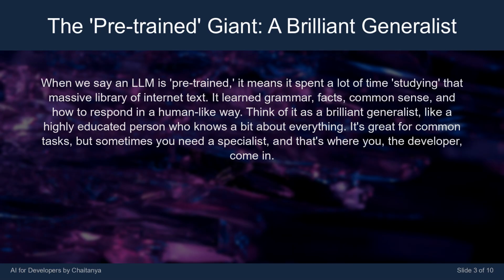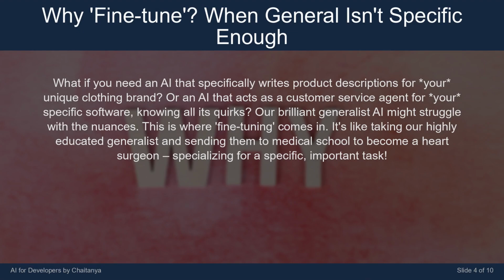And that's where you, the developer, come in. What if you need an AI that specifically writes product descriptions for your unique clothing brand? Or an AI that acts as a customer service agent for your specific software, knowing all its quirks? Our brilliant generalist AI might struggle with the nuances. This is where fine-tuning comes in.